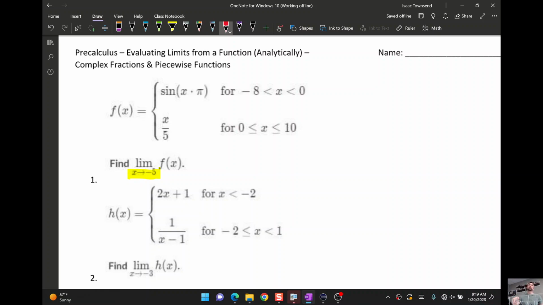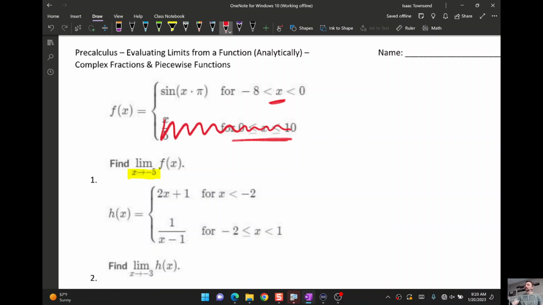I still can't hear you. Is it 10? Is the answer 10? No, the bottom. Okay, the bottom.